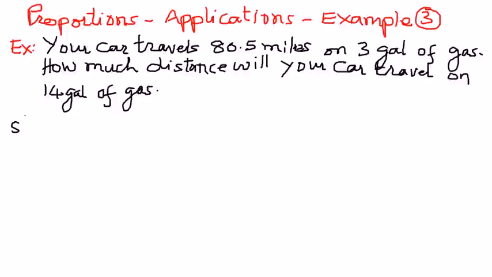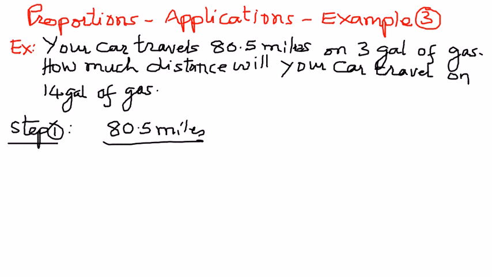So let's write it down in different steps. In step number 1, we will write this given word problem as a ratio. We are given that our car can travel 80.5 miles on 3 gallons of gas. We don't need the gas part of it, but we'll call this gallons. The question is how much distance, let's call that distance x miles.